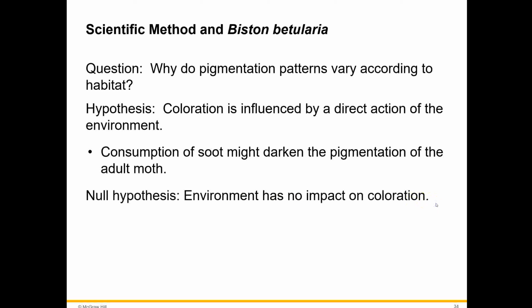So the null hypothesis would be that environment has no impact on coloration. Null hypotheses are generally simple explanations of things. So we are trying to disprove this.